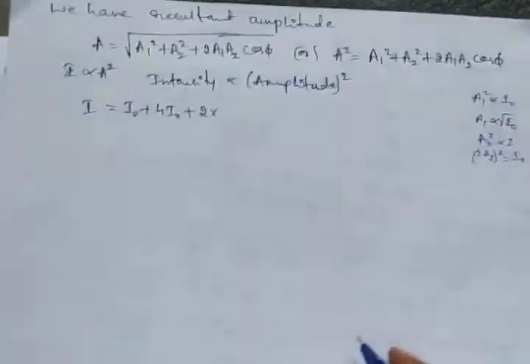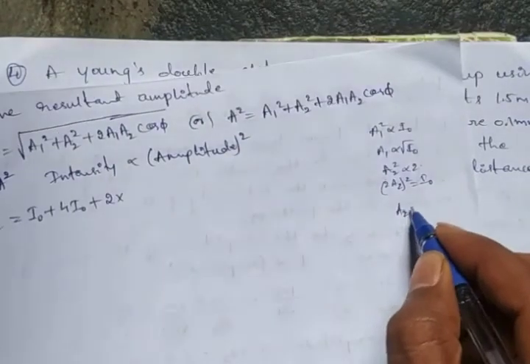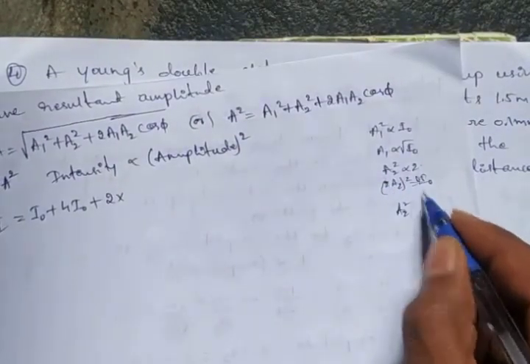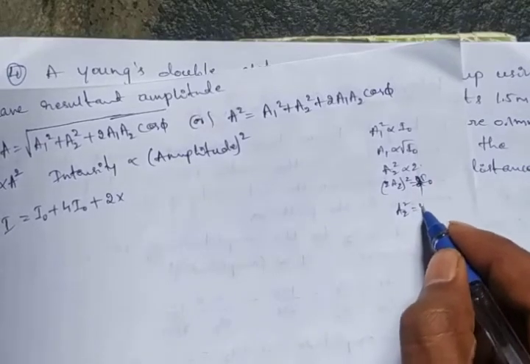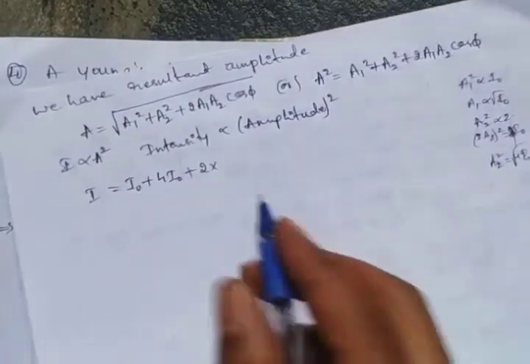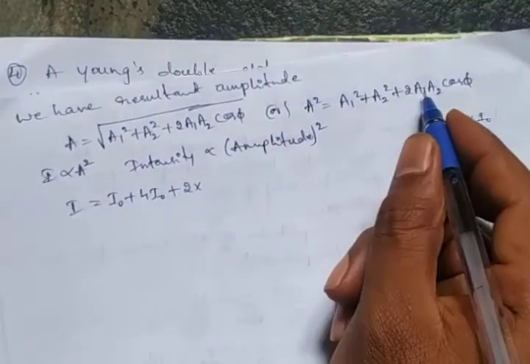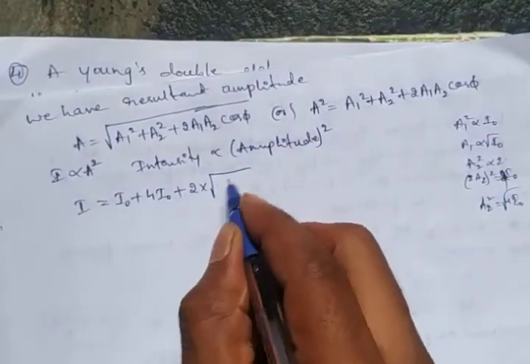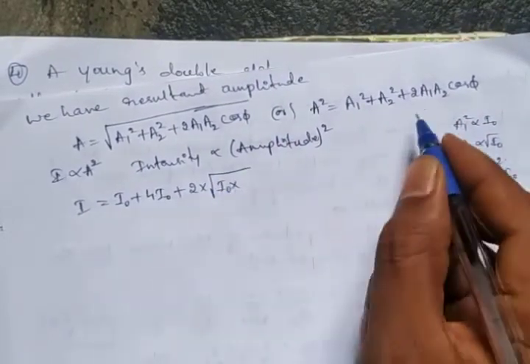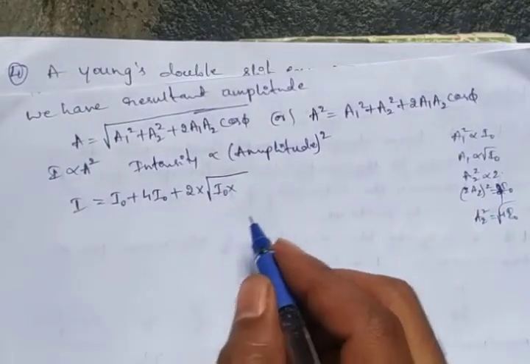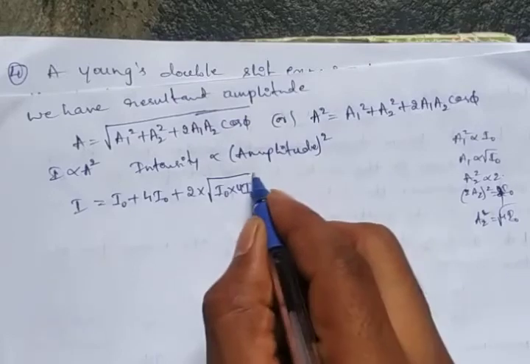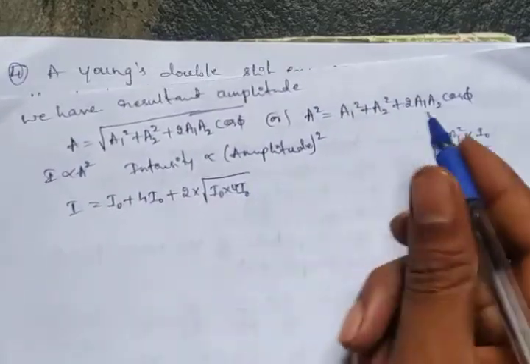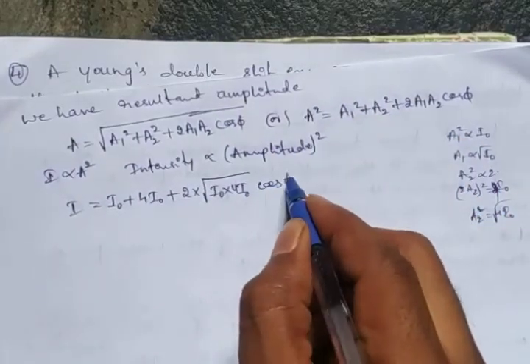We can write A2 is directly proportional to the square root of 4 I naught. Therefore, in the place of A1, we can write the square root of I naught, and A2 is nothing but the square root of 4 I naught into cos pi. We can write cos pi into cos pi.